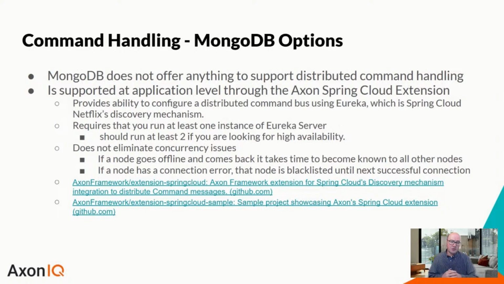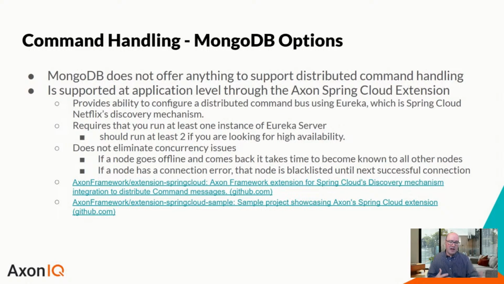So what you're going to end up doing is running a distributed command bus using Eureka, which is the Spring Cloud Netflix discovery mechanism. So you're going to have to start up a Eureka server, and you're probably going to want it to be highly available. So you're going to need two or more of these, probably sitting behind some sort of load balancer, so that you have some high availability.